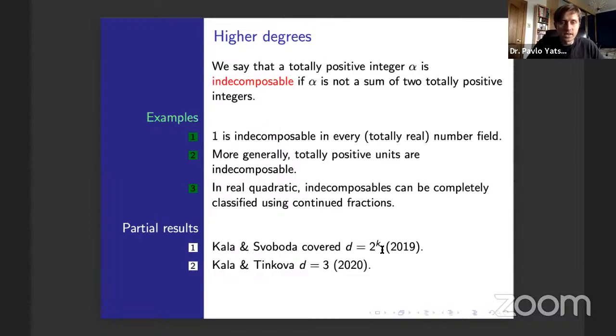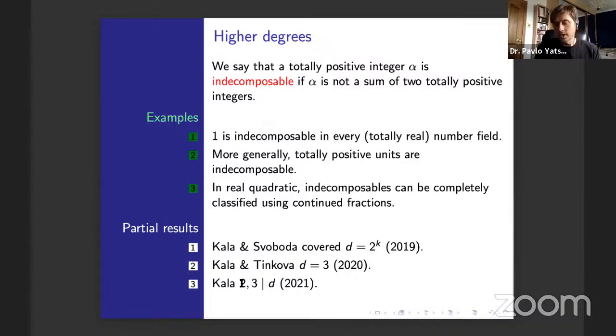In a recent result, Kala and Tinkova studied Shintani decomposition to show that for cubic fields, you also have a nice bound for the number of variables for universal forms. And finally, for number fields of degree divisible by 2 or 3, Kala recently also had some bounds for the number of variables needed.